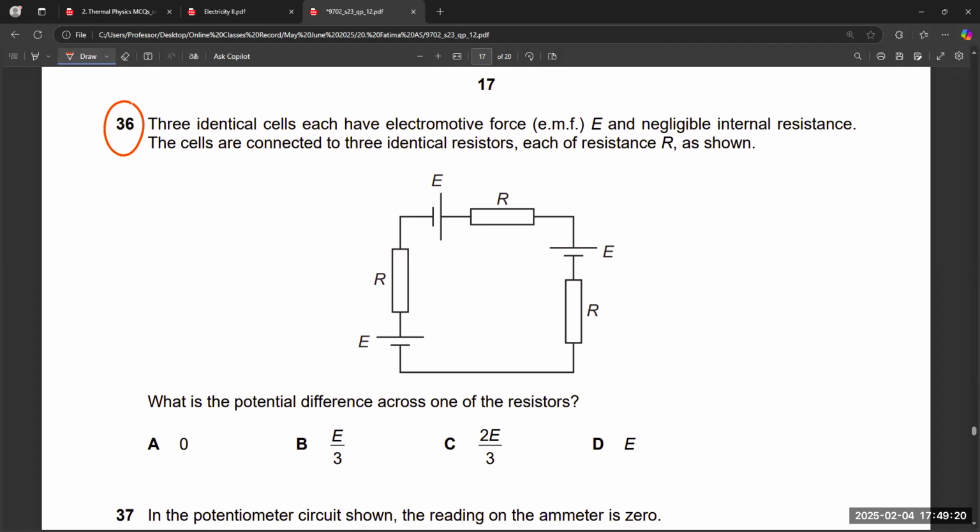Okay, question number 36. It is related to Kirchhoff's rule. Three identical cells, each have EMF E and negligible internal resistance. The cells are connected to three identical resistors, each of resistance capital R. So what is the potential difference across one of the resistors? So we need to only mention the potential difference across one of the resistors.